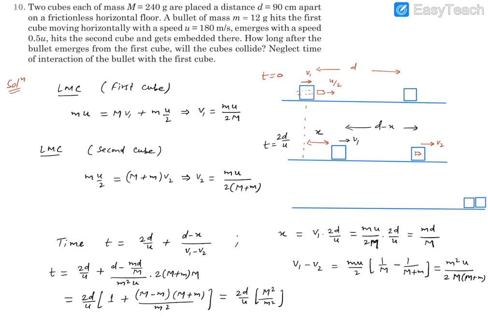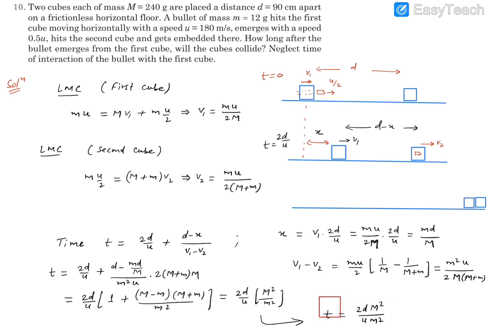So basically we are getting an expression for t. In fact, we have got it. So from here we are getting that t, the time that it is going to take, is 2d capital M square divided by u small m square. This will be our expression for the answer.